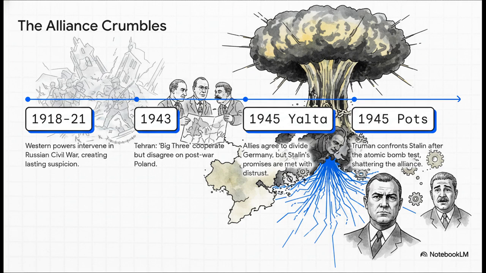And then, Potsdam. Roosevelt is gone, Truman is the new president, and he's a much tougher character. Plus, he knows something Stalin doesn't. The US has successfully tested the atomic bomb. That changed everything. The alliance was, for all intents and purposes, dead.